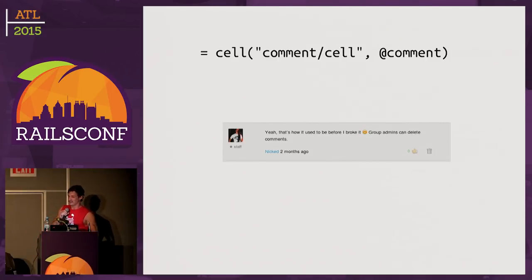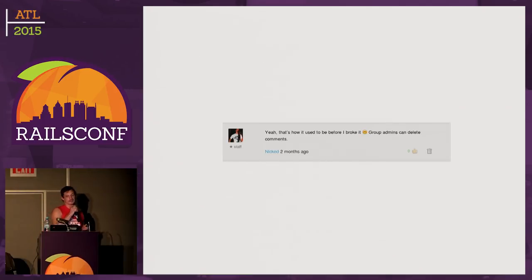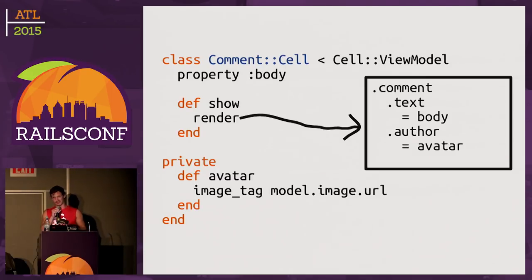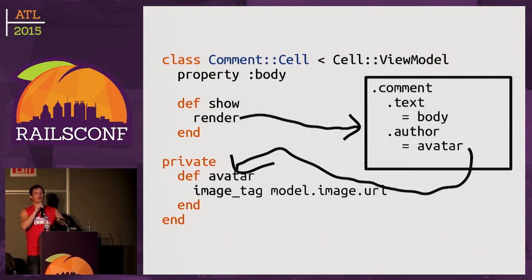A cell, ironically, is called using a helper. But all that happens is a dispatch to the cell class. I'm not going to go into the detail of cells, but you have a class that represents a part of your view. And this class can render a partial view. In cells, we call partials views because there is no difference between views and partials, because everything is a partial. The partial is logic-less, as I call it. So you still use HAML, you still use ERB, you can still use helpers, but you only call methods in your view. And the cool thing is, if you call a method like body or avatar, this method is called on the cell instance.